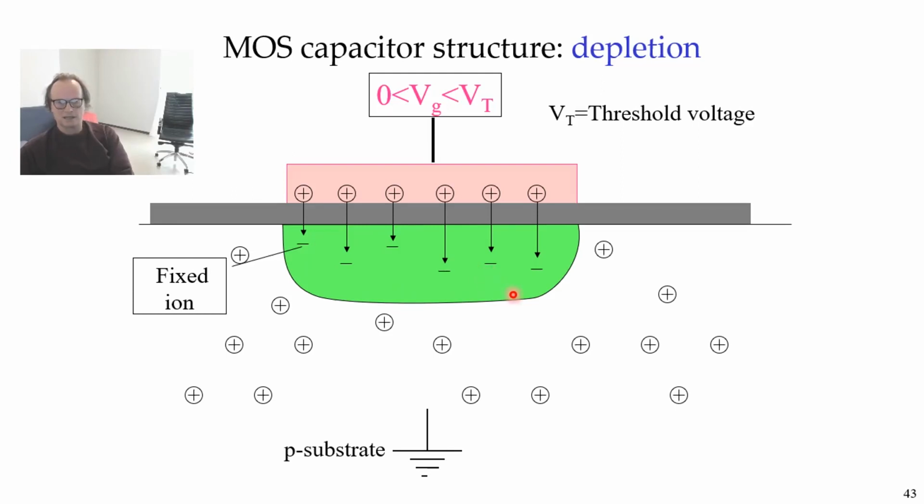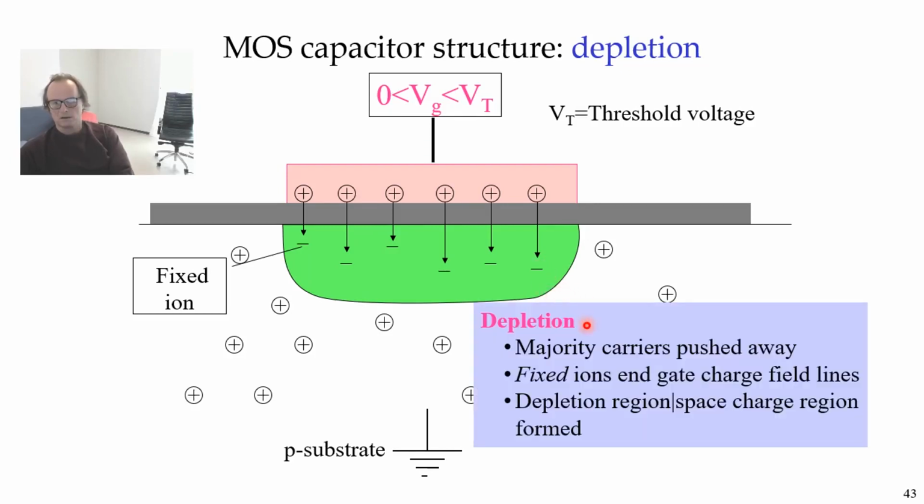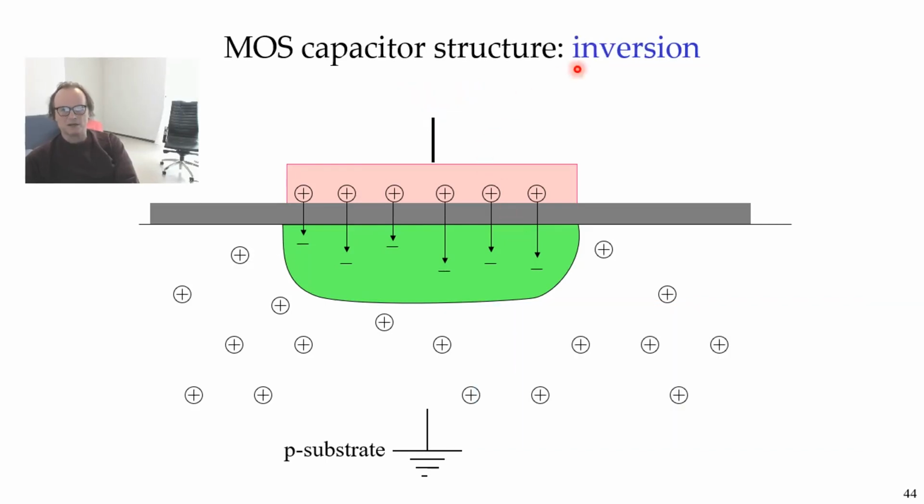Okay, these are the atoms that you've doped the substrate with, which are acceptors, so negative ions. In depletion, the majority carriers get pushed away, the fixed ions end the charge field lines, and the depletion region, space charge region, is formed. So it's just like the p-n junction space charge region, but in this case you formed it by just pushing away the majority carriers.